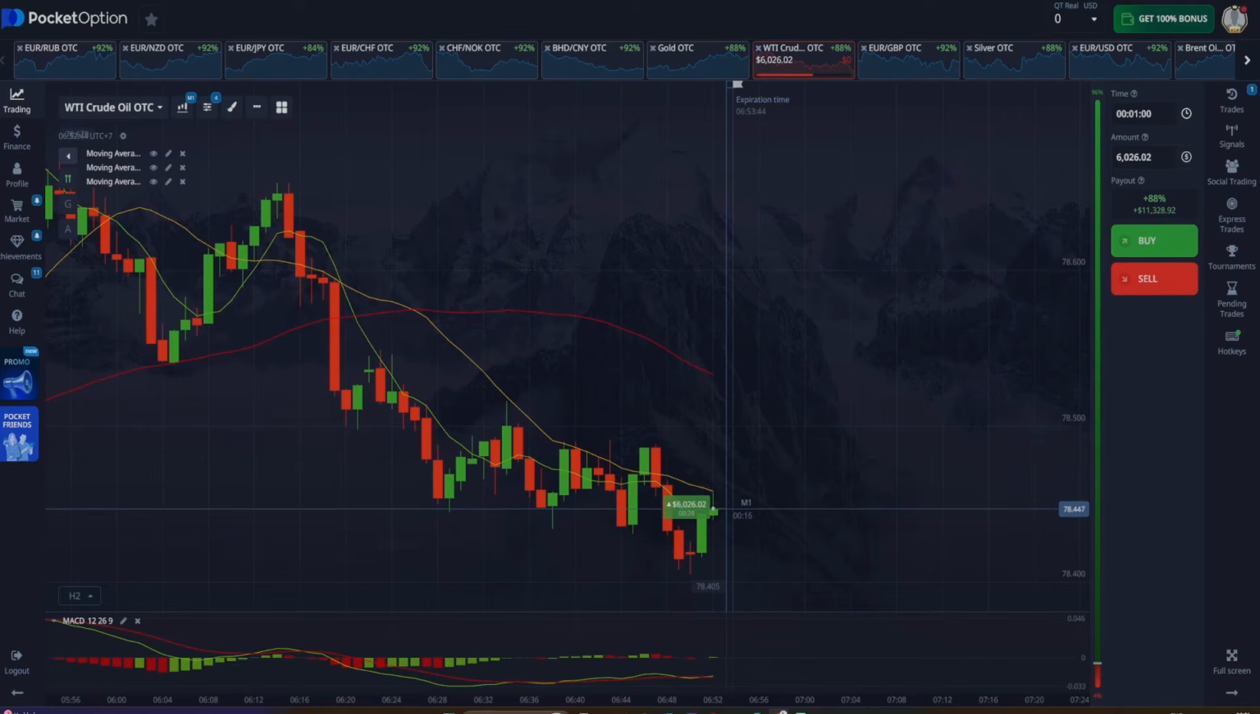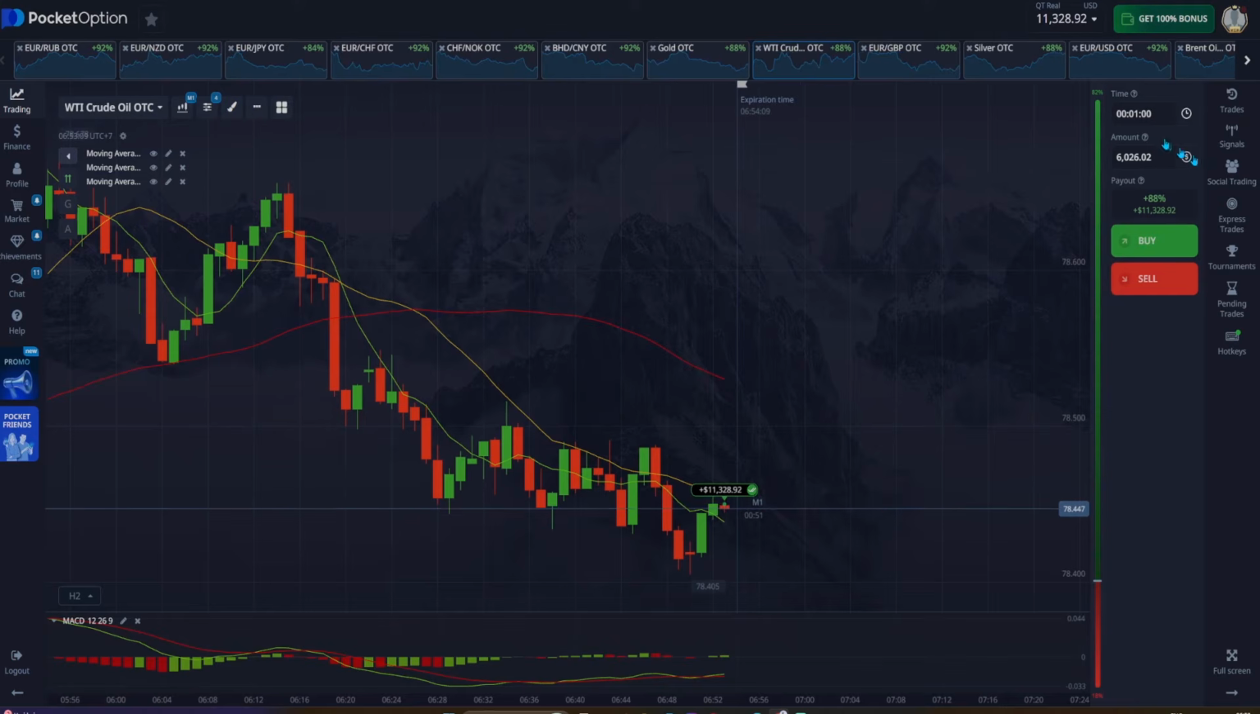So, the combination of a bullish MACD crossover and an expanding green histogram gives me confidence to enter a buy at this level. We're not guessing here. We're acting on a clear technical confirmation. Let's watch the outcome together.